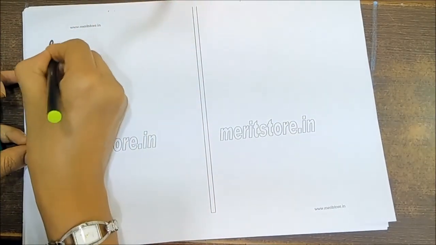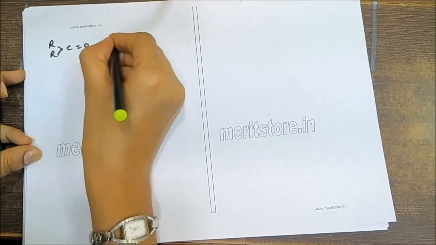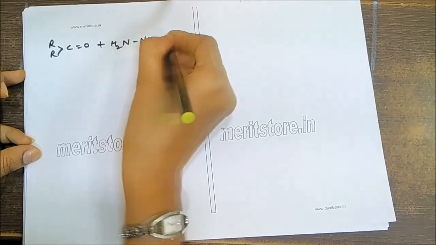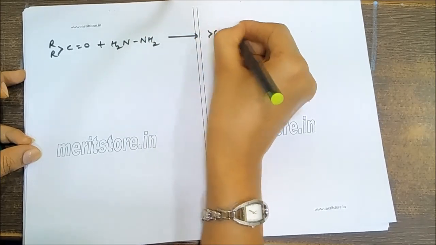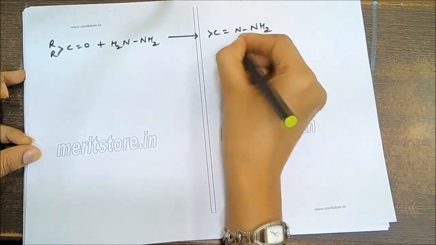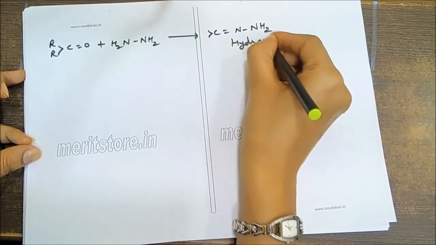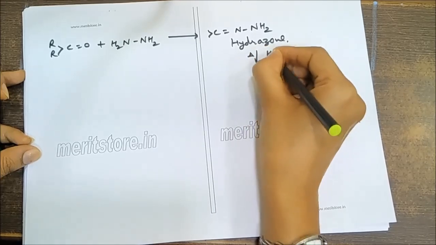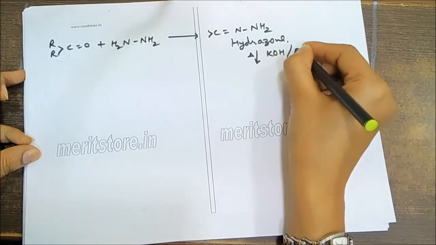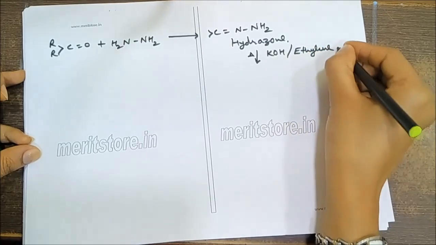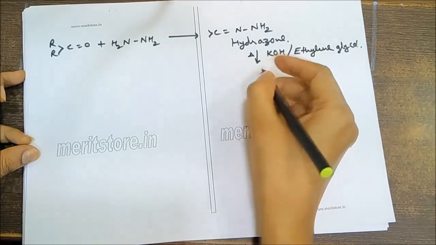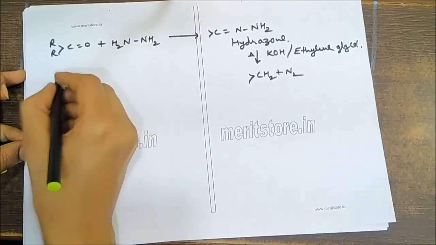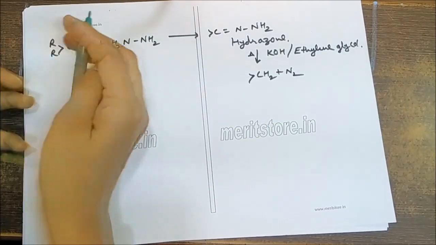When carbonyl compounds react with hydrazine, it will also reduce and make hydrazone. This hydrazone on heating with KOH in ethylene glycol will make alkane and nitrogen will be removed. This reaction is called Wolff-Kishner reaction.